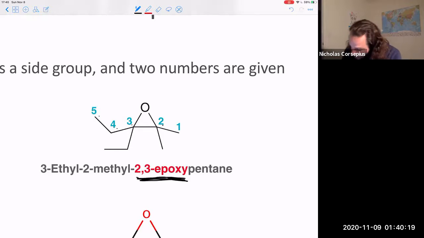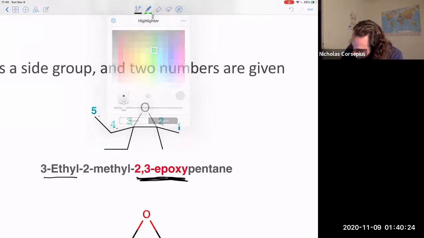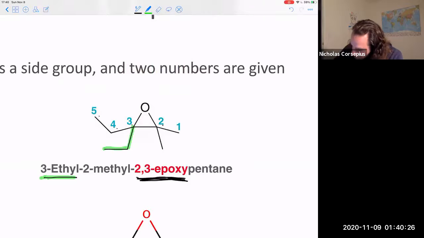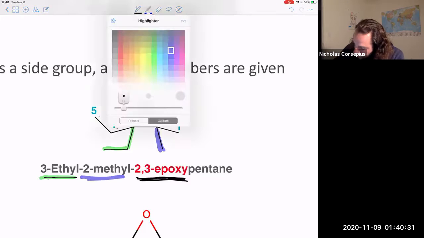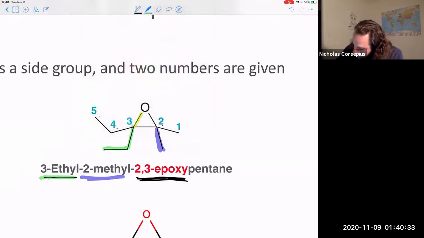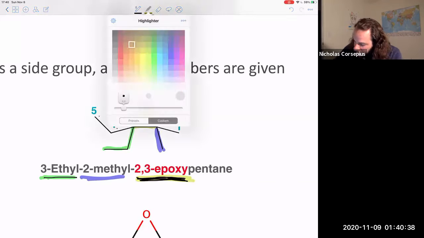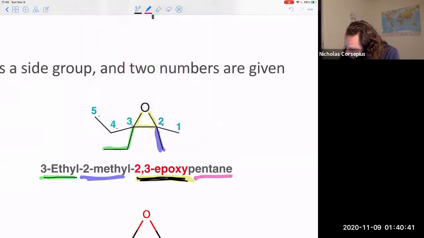So in this case, I have an ethyl group on carbon 3. Let's just color code here. That's where this one gets its name. I have this methyl group on carbon 2, and then I have my 2,3-epoxy, and my parent chain is 5 carbons long, making it a pentane. Okay, but notice that epoxy is not put in alphabetical order. It's not over there between ethyl and methyl. It always goes at the very beginning of the parent chain.